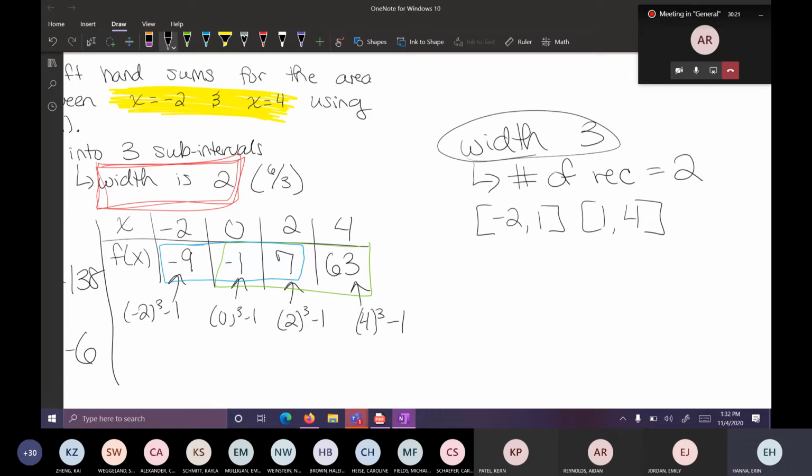Whatever you're given, if you divide the total distance by that, it'll give you the other thing that you don't have. If you're given the width, it'll give you the number of rectangles, and vice versa. So if the width was 3, we get 2 rectangles, so we would break it up into 2 pieces. Hopefully that makes sense.